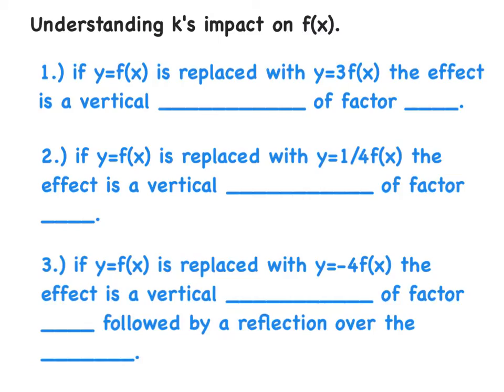So let's look at understanding k's impact on f of x, and here we go. If y equals f of x is replaced with y equals 3 times f of x, so now I've got a k value of 3, what effect does that have? Well, first of all, right here we're asking ourselves, is it a vertical stretch or is it a vertical compression? And we said anytime the k value is greater than 1, it's a vertical stretch. So every point's going to get a little taller or a little further away from the x-axis by a factor of 3.